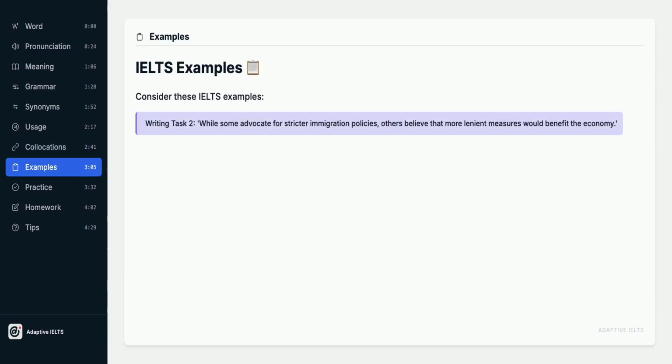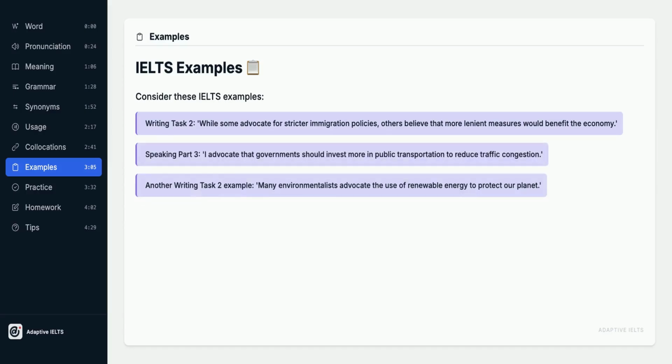Consider these IELTS examples. Writing Task 2. While some advocate for stricter immigration policies, others believe that more lenient measures would benefit the economy. Speaking Part 3. I advocate that governments should invest more in public transportation to reduce traffic congestion. Another Writing Task 2 example. Many environmentalists advocate the use of renewable energy to protect our planet.